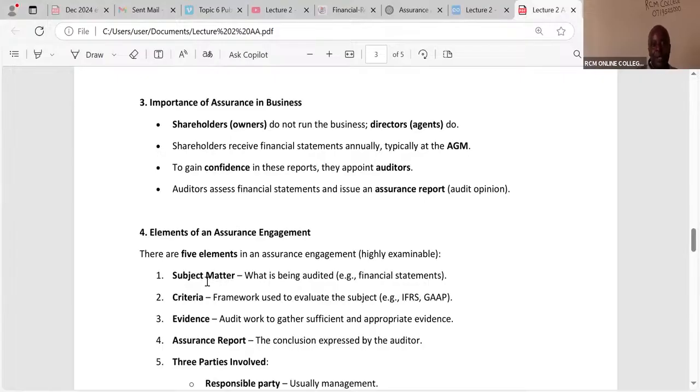There must be the subject matter. What is being audited? In this case, the subject matter for which we are going to that company to audit is the financial statements. Number 2, there must be a criteria. There must be a framework against which I'll be auditing those financial statements. I'm not going to audit those financial statements in a vacuum. No. There must be a framework, the criteria. So the framework used to evaluate the subject matter, which in our case is the famous International Financial Reporting Standards.